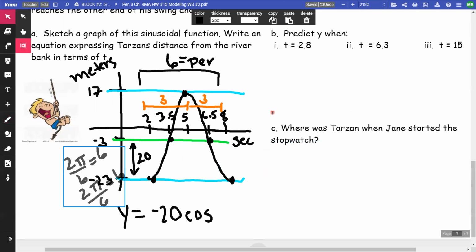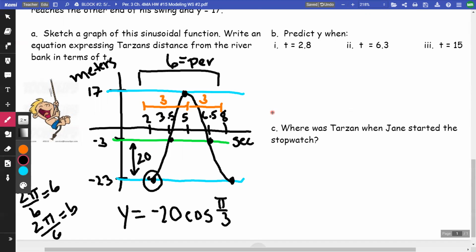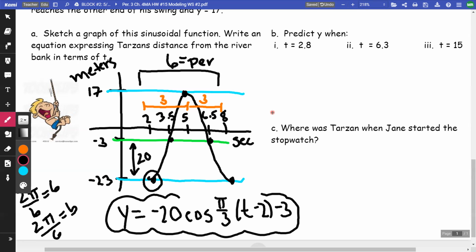I'll move that over here. So we're going to have a pi thirds. We are starting here, which was at 2, so this is going to be x minus 2, or t minus 2. I'll put t since they had t here. T minus 2. And then my vertical shift is negative 3. So that's our equation. Now we want to predict where he's going to be for each of these times: 2.8 seconds, 6.3 seconds, and 15 seconds.